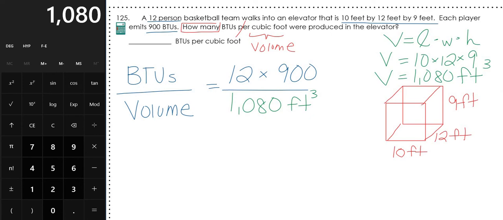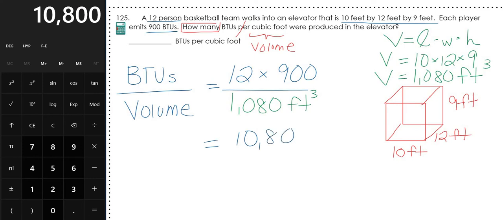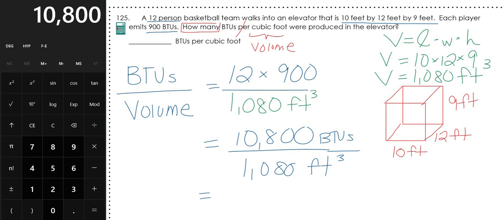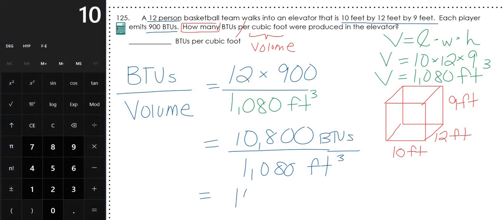Okay, so let's go ahead and simplify this further. So 12 times 900 in the calculator to figure out the total BTUs that were emitted. So that's 10,800 BTUs over 1,080 feet cubed. Let's divide. So 10,800 divided by 1,080 equals 10. 10 BTUs per cubic foot. My answer here is going to be 10.